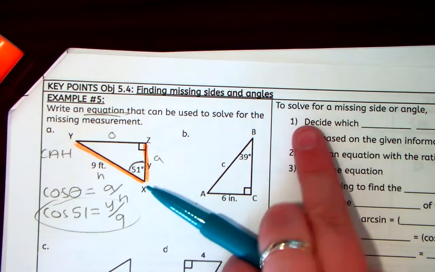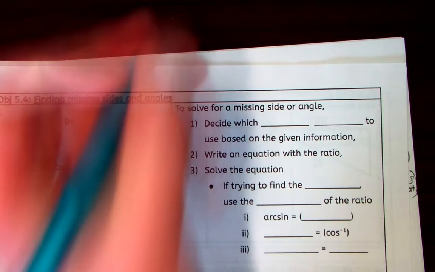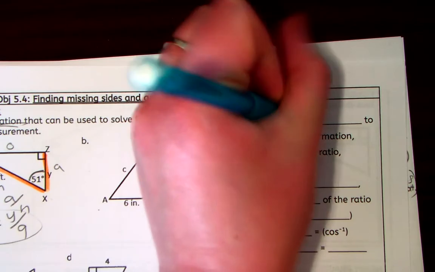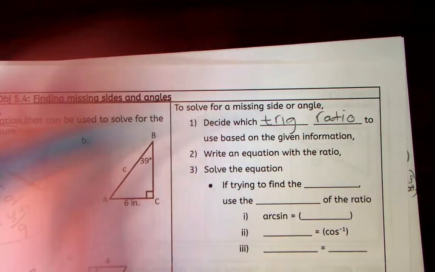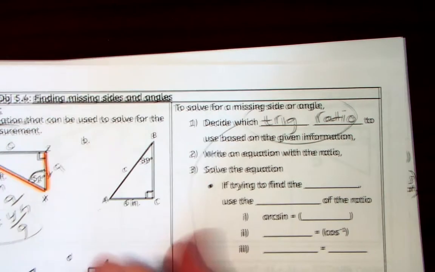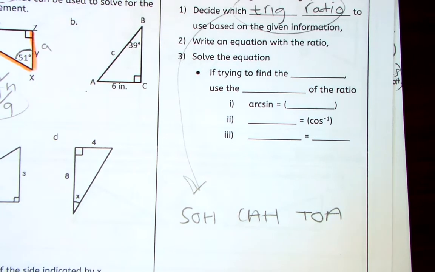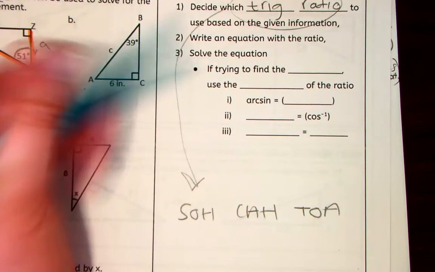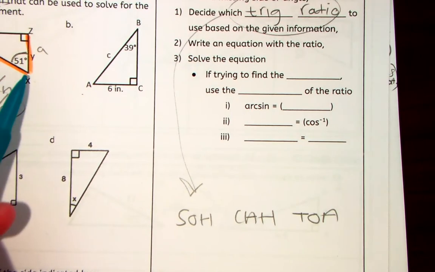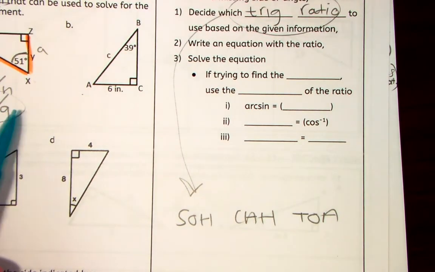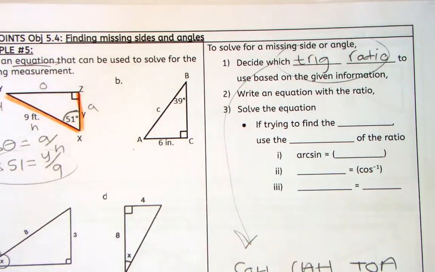So what we're doing right here is to solve for a missing side or angle, you just decide which trig ratio. And when I say trig ratio, I mean the SOHCAHTOA pattern. Okay? So using SOHCAHTOA to write an equation. Decide which trig ratio to use based on what information is given or you're trying to find, and then write an equation. All right, so we'll do B together quick.